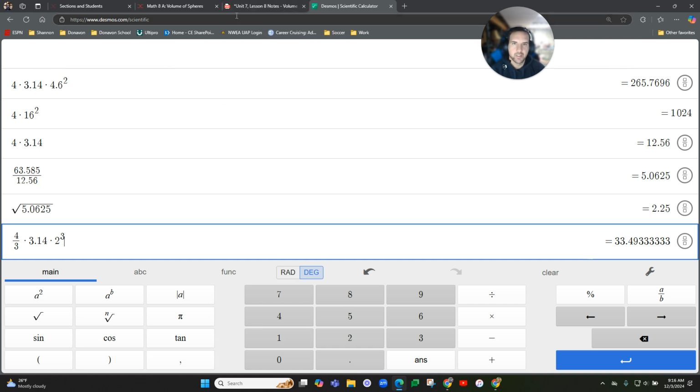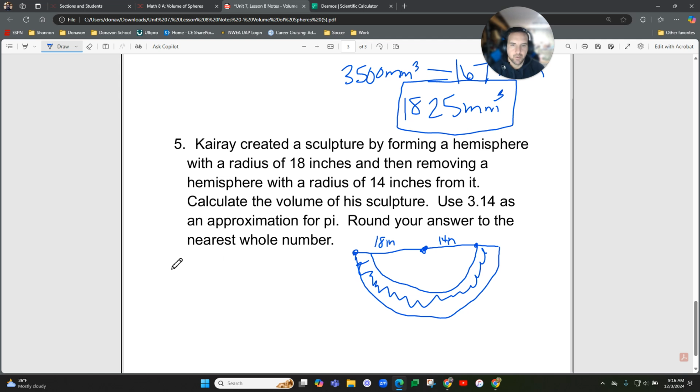All I need to do is go in here and do 4/3 pi, so 3.14, r cubed. In this case, the radius is 18 for the first one. Once I figure out what this is, I'm going to divide by 2, because this is the formula for a whole sphere and I only want half of it because it's a hemisphere.